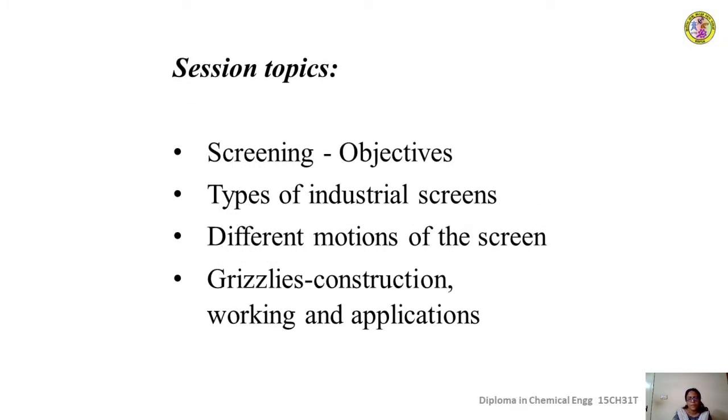For today, we are starting with the screening operations that are carried out in industries. So what are the objectives of screening operations? Then we need to discuss the different types of screens that are used in industries and the different kinds of motions that are incorporated in different types of screens to separate the given material according to size. Afterwards, we need to take up the different types of screens one by one to study their construction, working, application, and other details. For today's class, I am considering the stationary screen, also called Grizzlies.